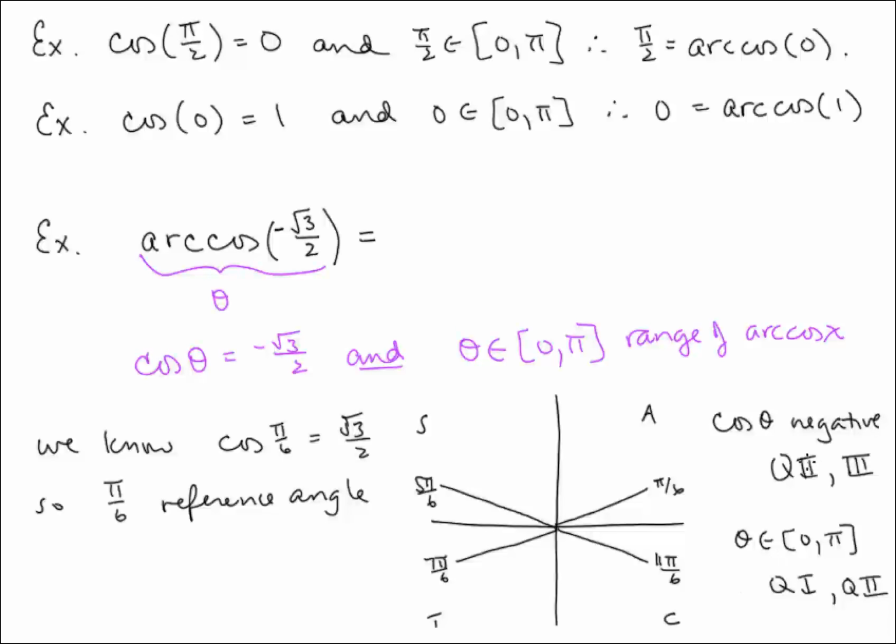So our solution then must be in quadrant 2. And so theta equals 5 pi over 6.